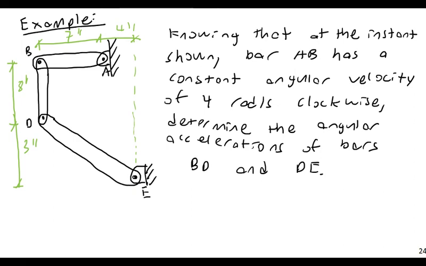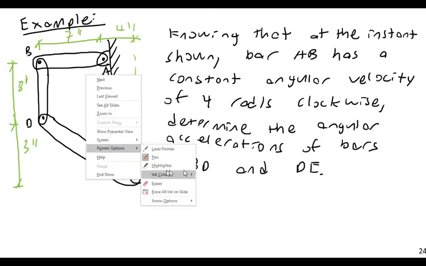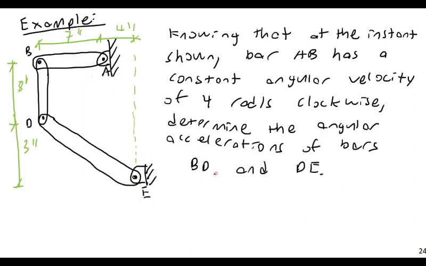Okay, so let's solve for that. In other words, we have omega AB equals 4 radians per second. So let's work through this.